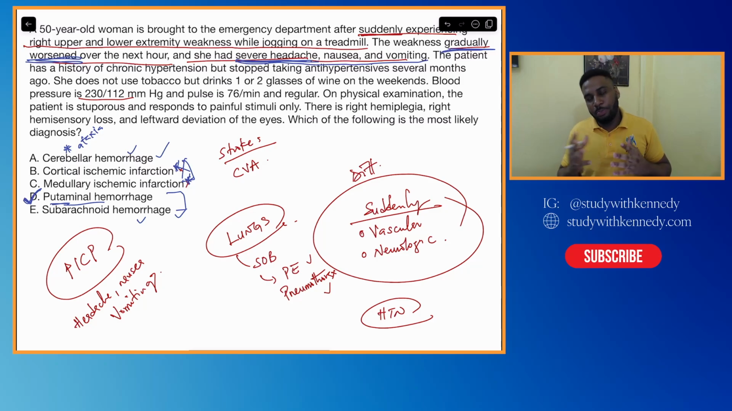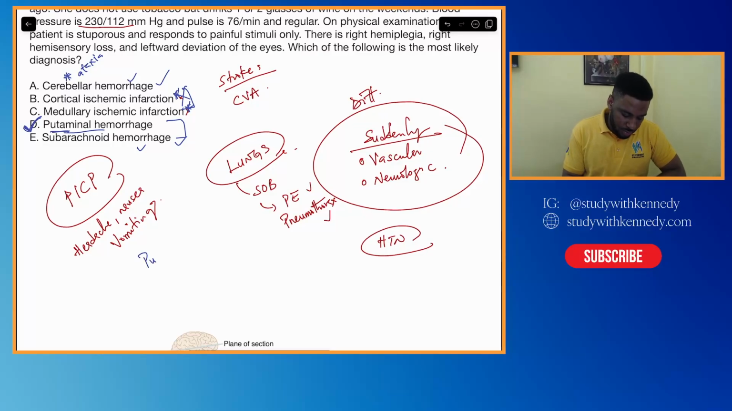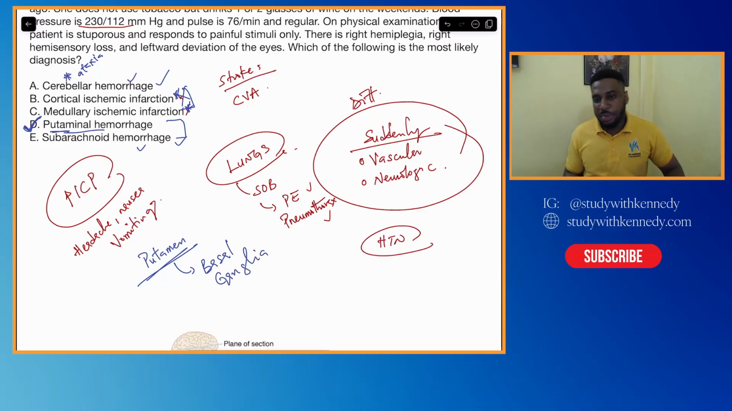What part of the brain comes to mind when you think putaminal hemorrhage? I hope you thought putamen. I hope you thought about the putamen. What do you remember about the putamen? You may remember that the putamen is one of the structures of the basal ganglia.